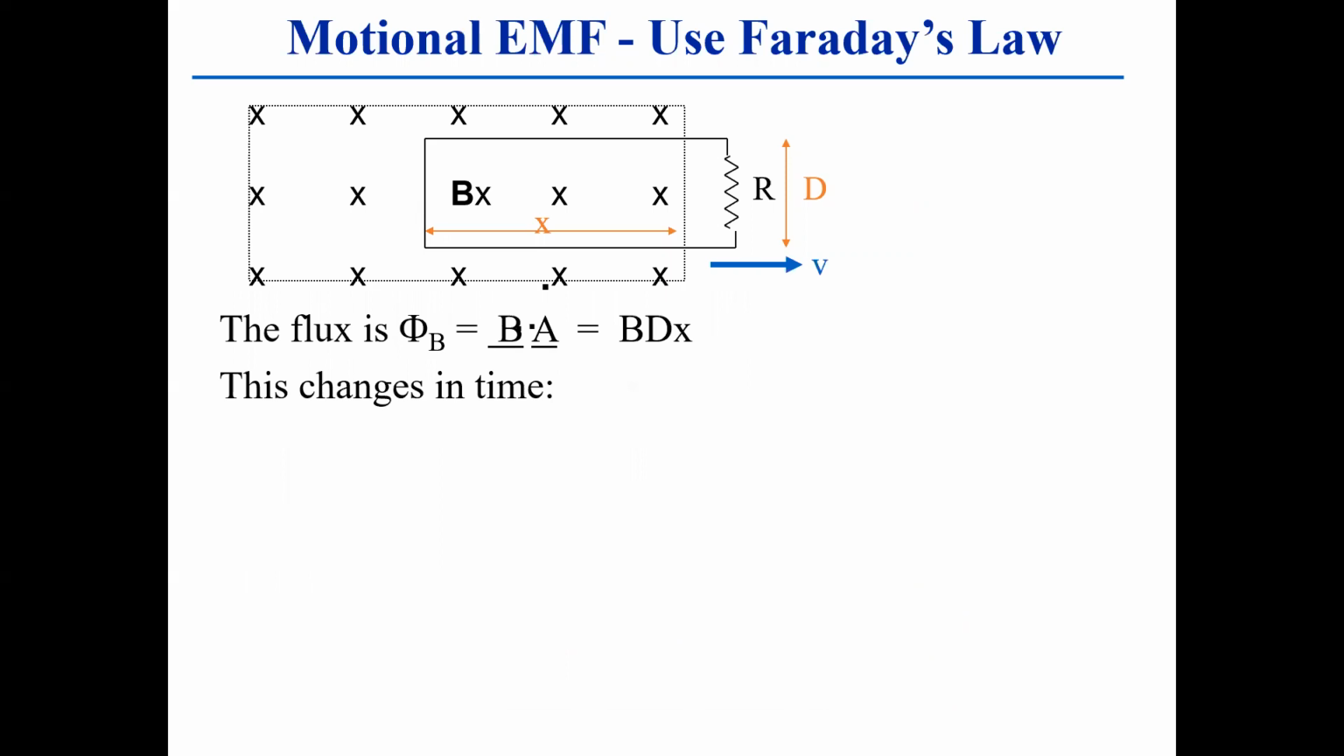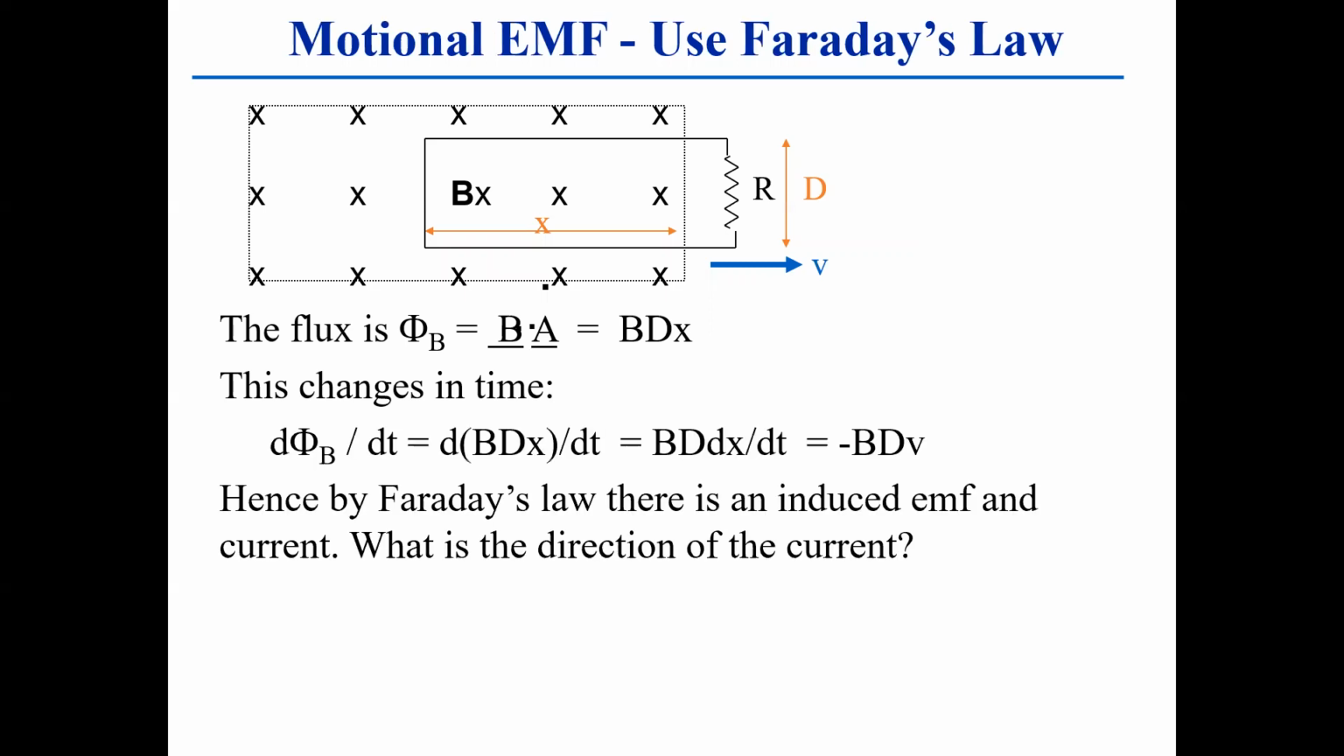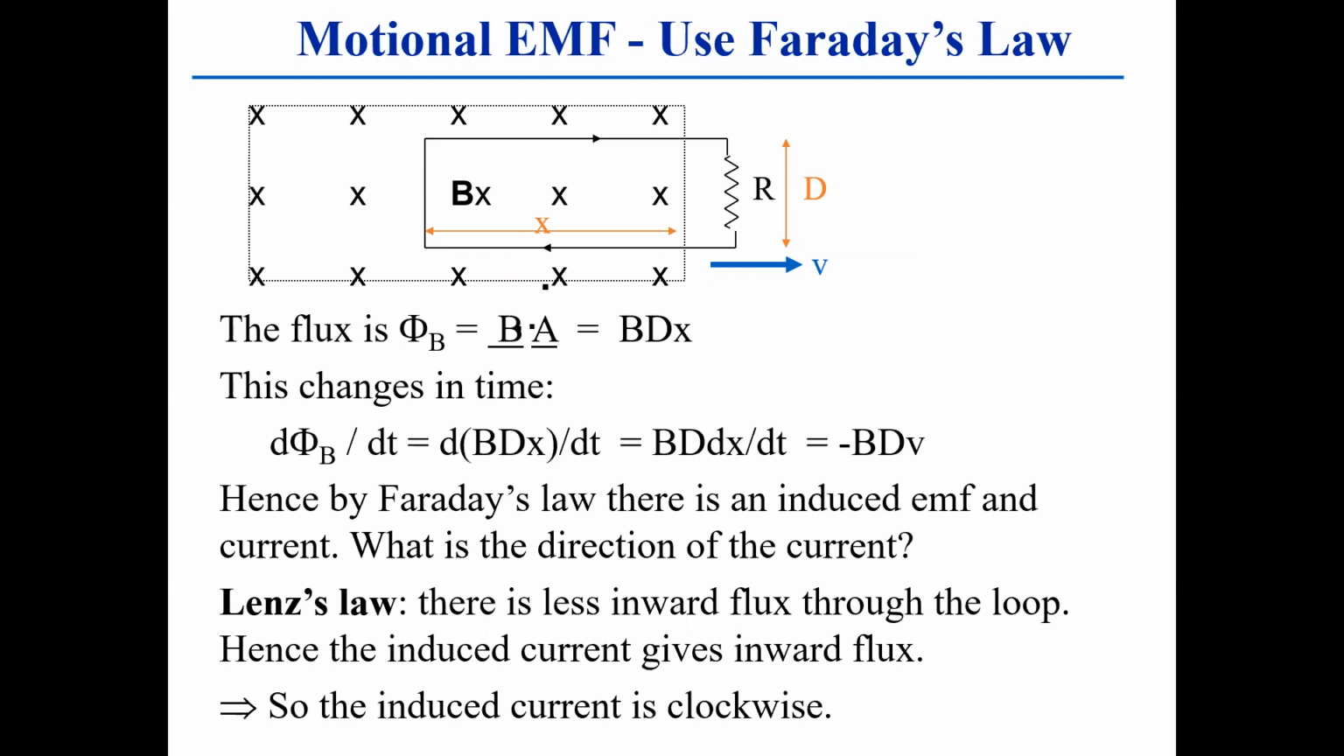It can be calculated very easily because the change of the flux can be B into A, which is B l dx here. It changes with time depending on the velocity. And so in Faraday's law, there is an induced EMF and current. Now, how do you calculate the direction? With Lenz's law. There is less inward flux through the loop, hence the induced current gives inward flux. So the induced current is clockwise.